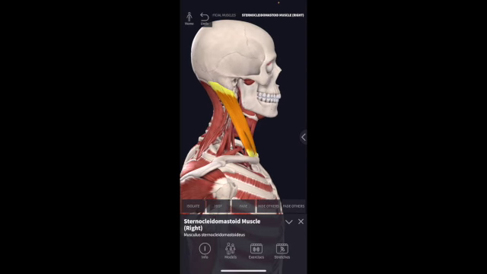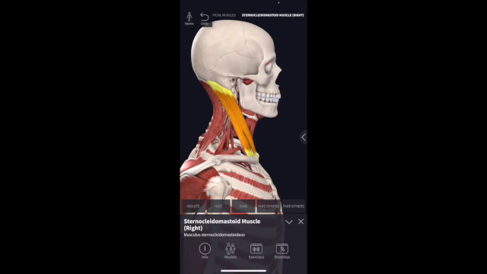The next muscle that I have highlighted here is the Sternocleidomastoid muscle. This muscle attaches to the mastoid process, the clavicle, and the sternum. Its action is tilting and rotating the neck and the head.